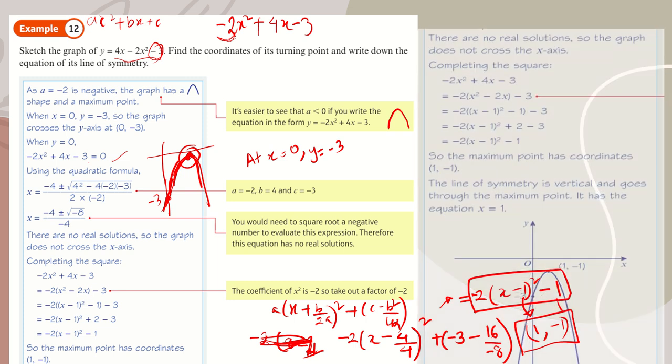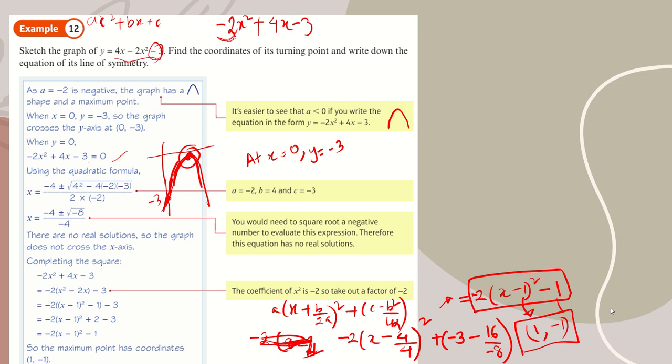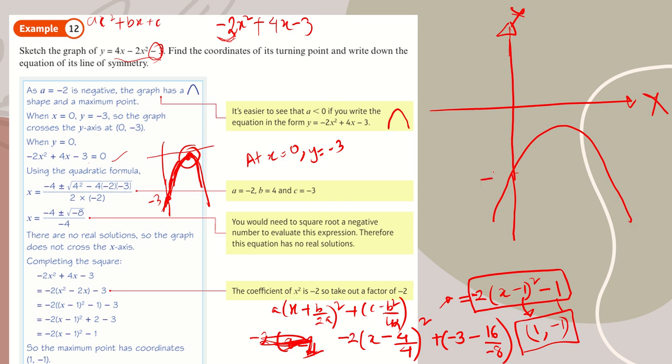So it's time to sketch the graph. I will sketch the graph for you. First I'll draw the axes. This is the x-axis, this is the y-axis. Sorry, this is y and this is x, my mistake. We know that the shape will go like this. We know that this is minus 3. It will not cut the x-axis, so we don't need the values of x. We just need the values of the maximum point, which is 1 and minus 1. That's it for your sketching.